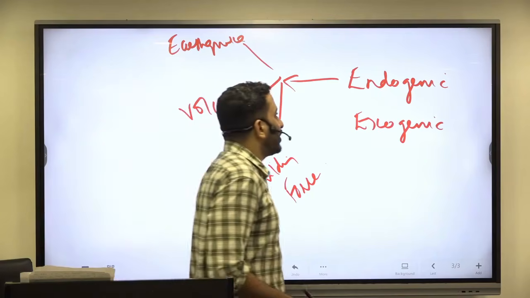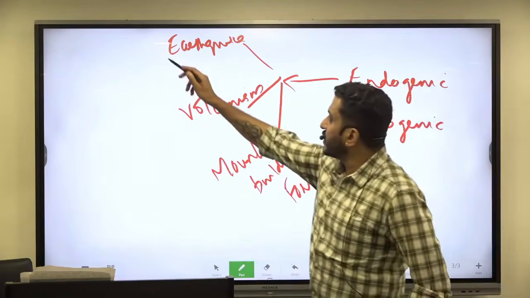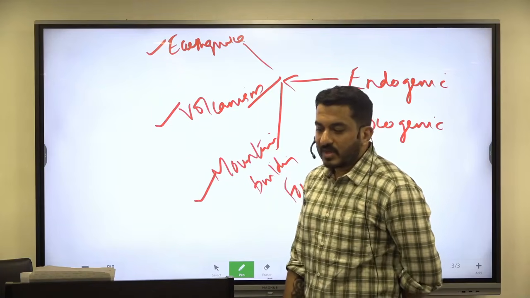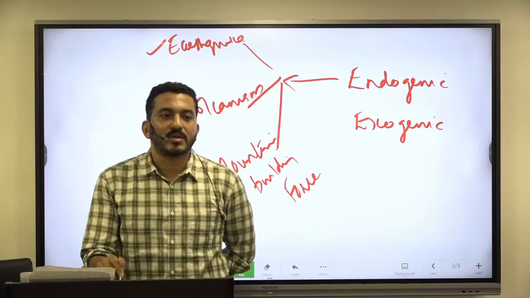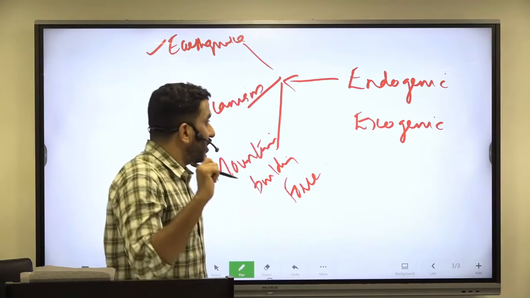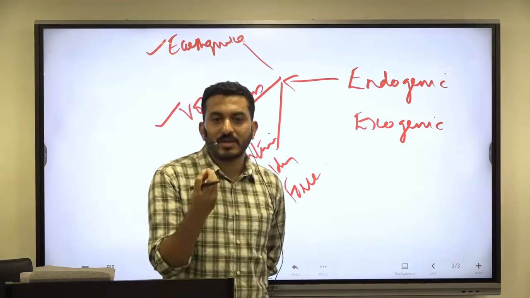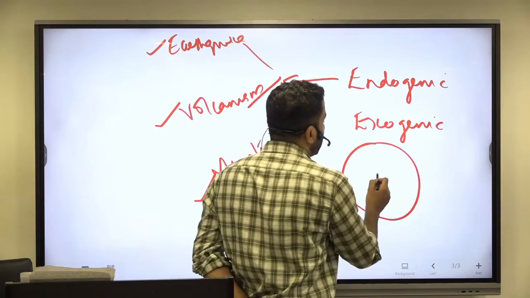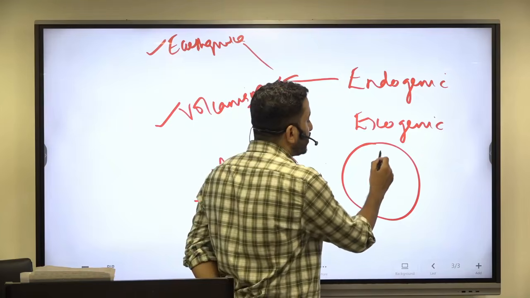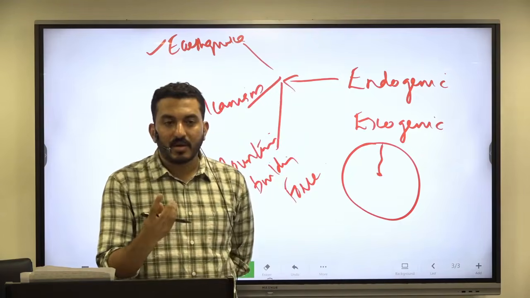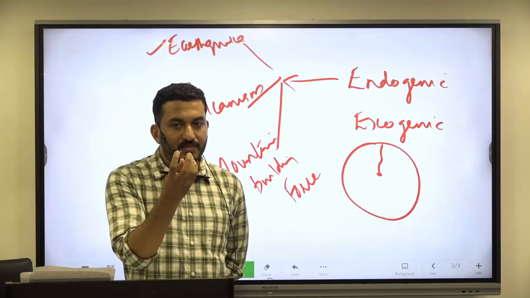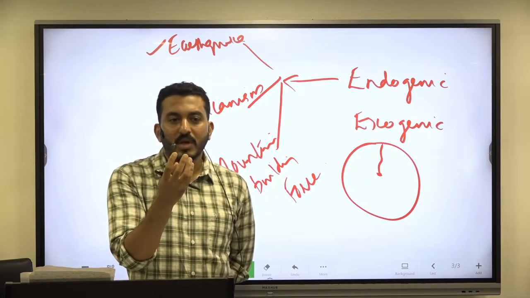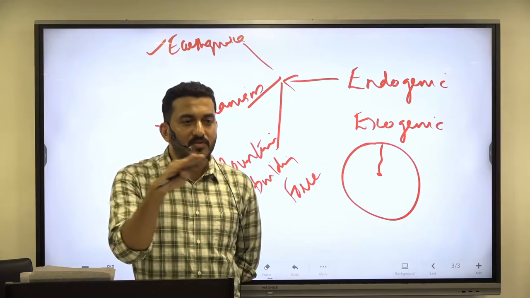So endogenic forces are earthquake, volcanism and mountain building. What is endogenic force? Force which originates within the Earth's interior is called endogenic force. Suppose this is the Earth's interior. This force will originate in the Earth's interior. Then it will come to the surface. Yes or no? It will come to the surface. What will it do? It will make some changes on the Earth's surface.